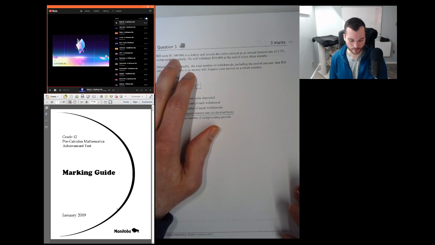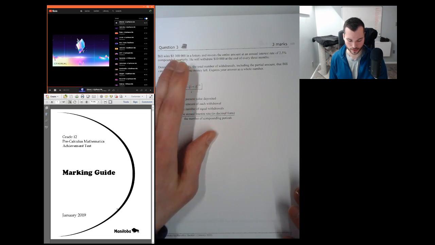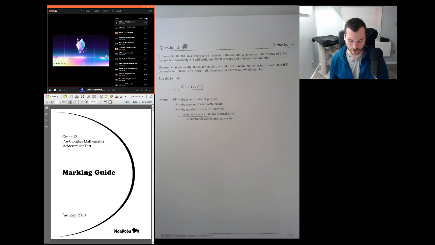Bill wins $1,300,000 in a lottery and invests the entire amount at an annual interest rate of 2.5% compounded quarterly. He will withdraw $10,000 at the end of every 3 months. Determine algebraically the number of withdrawals, including the partial amount, that Bill can make until there is no money left. Express your answer as a whole number.